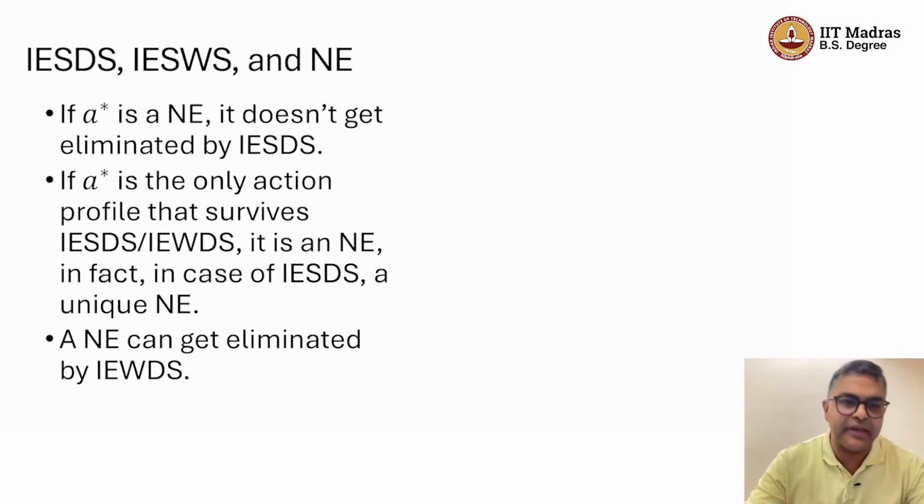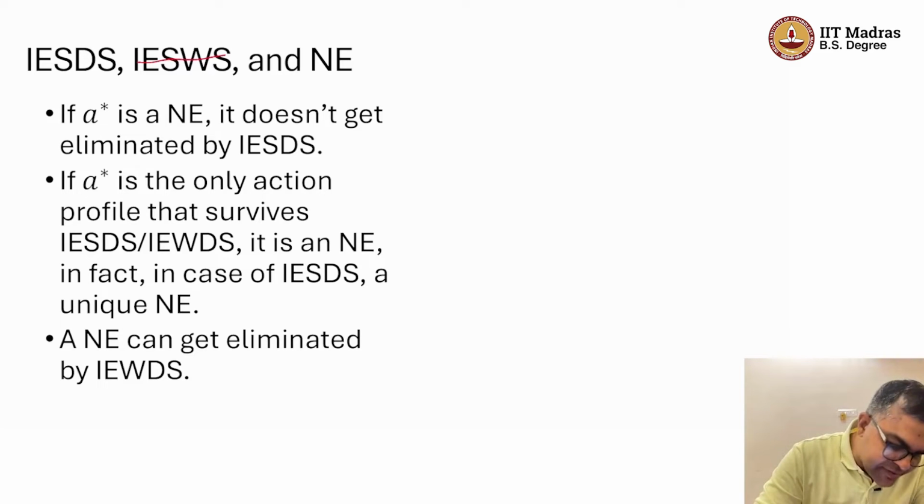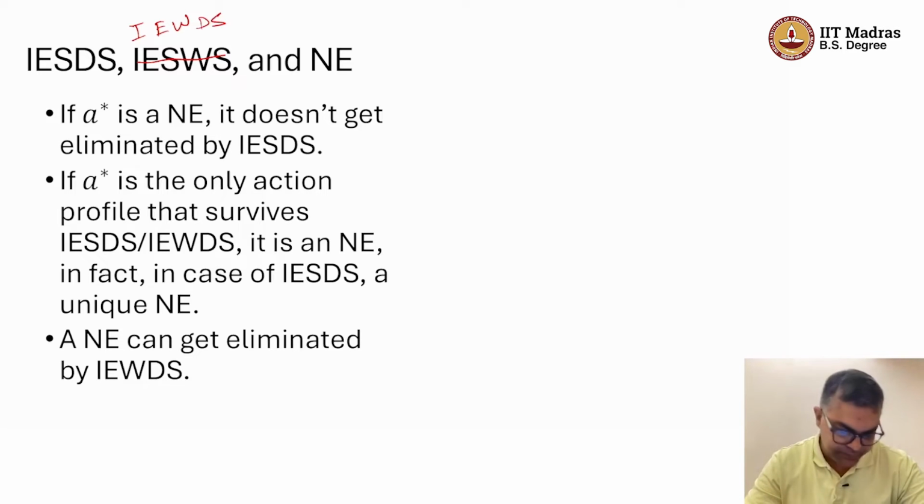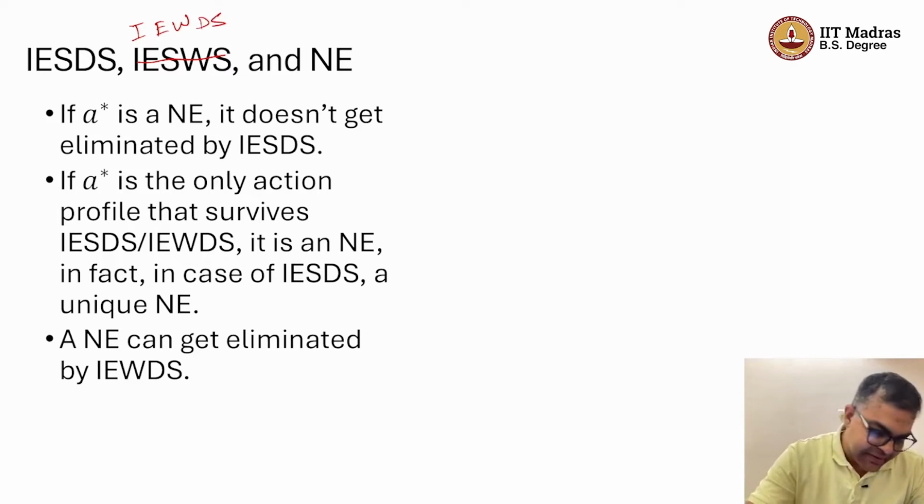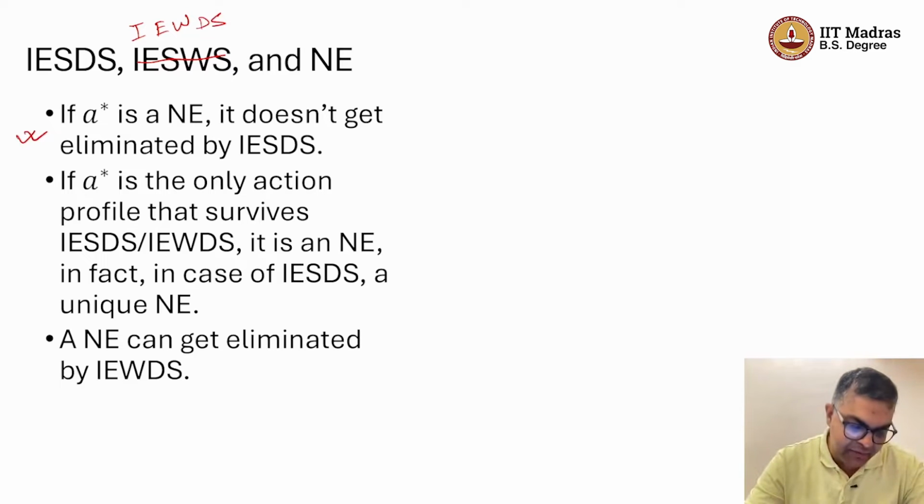Now let us move further and talk about the relationship between IESDS, that is iterative elimination of strictly dominated strategies, iterative elimination of weakly dominated strategies, it should have been IEWDS, and Nash equilibrium. So here our take is that if A star is a Nash equilibrium, then it doesn't get eliminated by iterated elimination of strictly dominated strategies. So let us see.